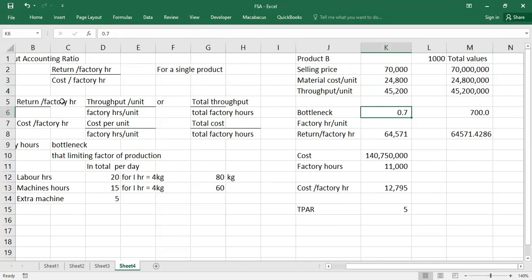Then how do I get now throughput per factory hour? We're saying that after getting your throughput, determine the bottleneck. And the bottleneck was given in the question as hours. So they told us that the bottleneck per hour for product B is 0.7 per unit. If you want to make it total, you were given the number of units. Assuming there were 1,000, it is the per unit times the number of units. So 0.7 times this. That is if you want to use totals. Otherwise, for singles, just go as they are.